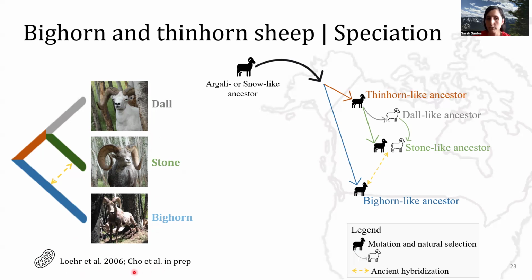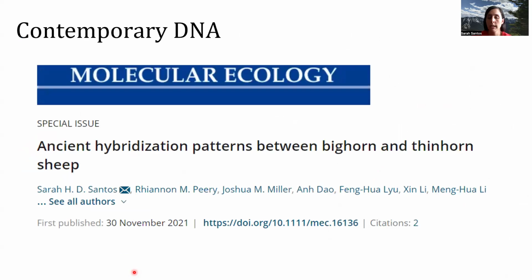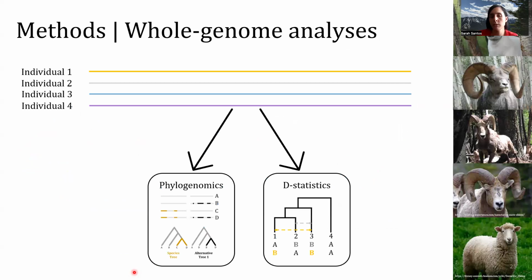So we had an undergraduate student work on that, and she observed that the mitochondrial DNA, the complete mitochondrial DNA, has that hybridization signal. And so with my project, we wanted to look at the complete DNA, the whole genome, and analyze different patterns of integration throughout the genome. We published this in Molecular Ecology, and we used multiple individuals, multiple genomes.